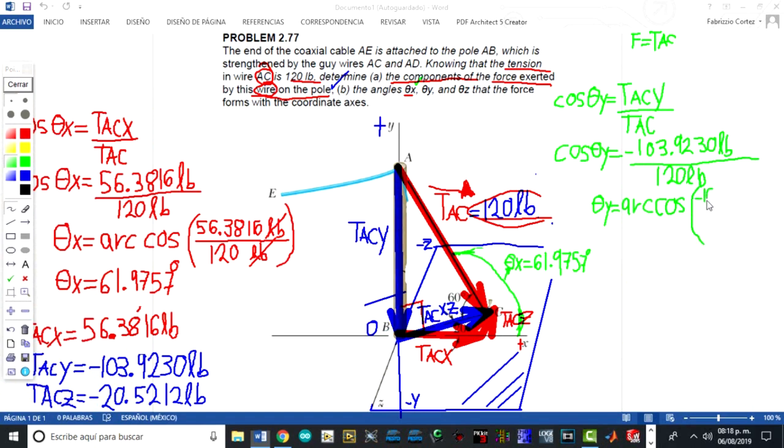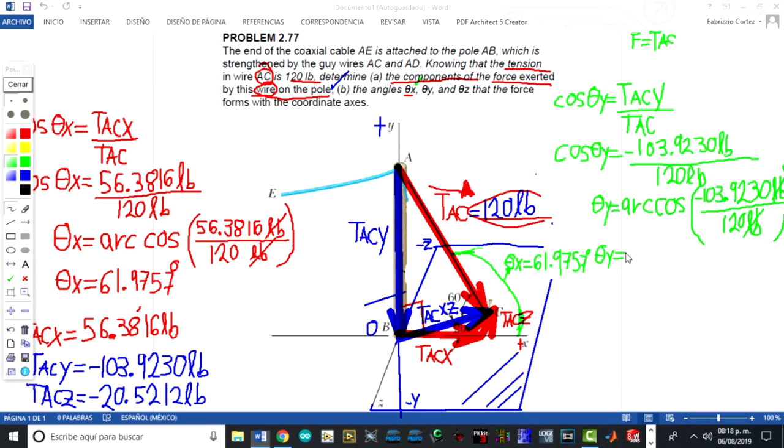Minus 103.9230 pounds divided by 120 pounds, and we close parentheses. And as we can see, pounds with pounds cancel out. And we can see that theta y will be this operation. We can do it in the calculator.